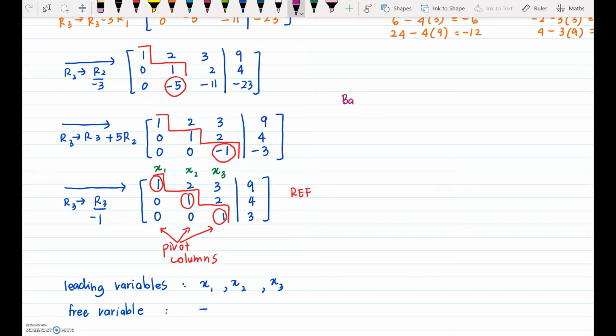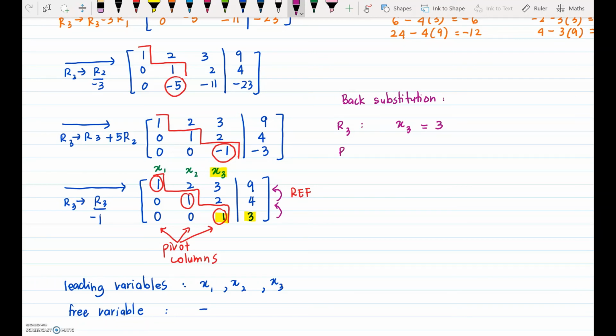Okay, for the back substitution, since the name is back substitution, it means you will substitute your matrix into the form of equations backward. So we will start with the last row, then the second row, and then your first row. For row 3, we have the coefficient 1 for your x3 and we have constant 3. So in the form of an equation, it will be 1x3, which you can just write as x3, equals 3.